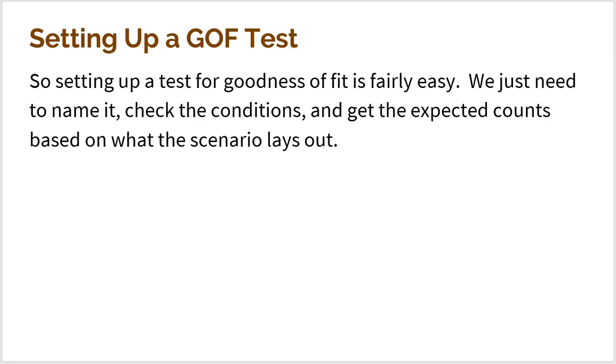All right, so setting up a goodness of fit test is really fairly easy. I mean, it really, really is. You just need to name it, check the conditions. Oh, don't forget to give those hypotheses. Check the conditions and get those expected counts based on what the scenario lays out. So read the scenario over, figure out what it's saying to you, and that's how you create your hypotheses, and that's how you calculate your expected values. And then next step is to find what we call the chi-squared number, and that's going to be using the expected and the observed counts. It's actually really, really easy. And then we'll move on to creating the p-value as well.